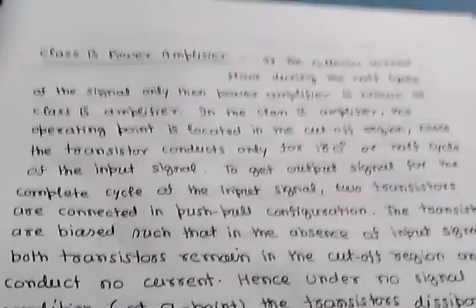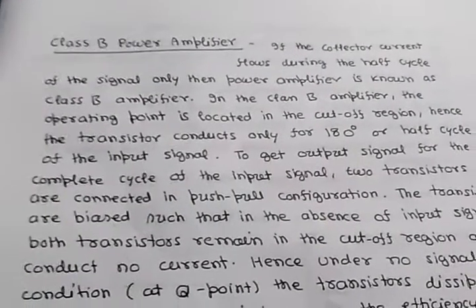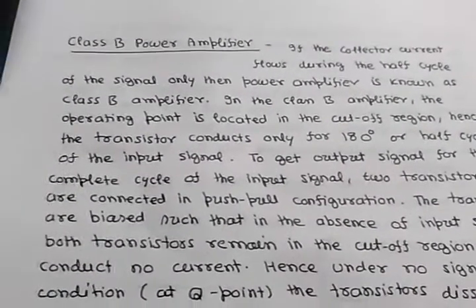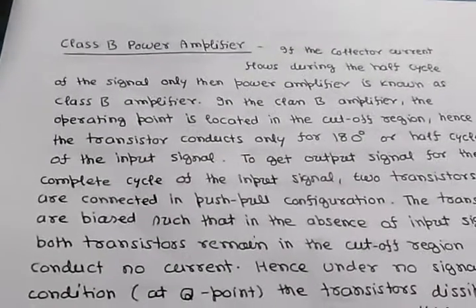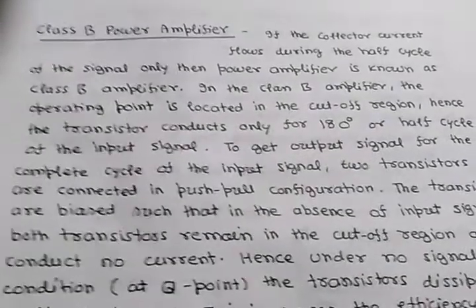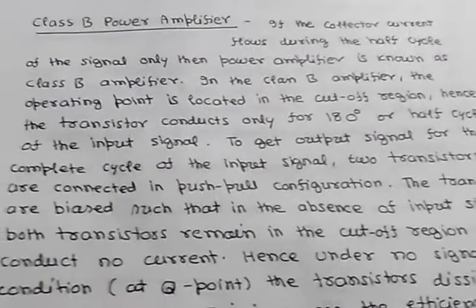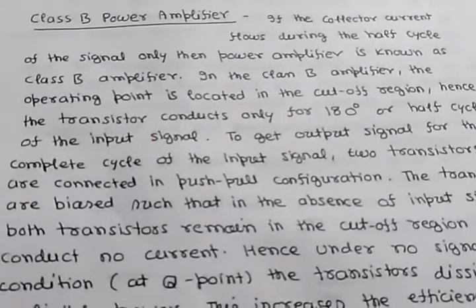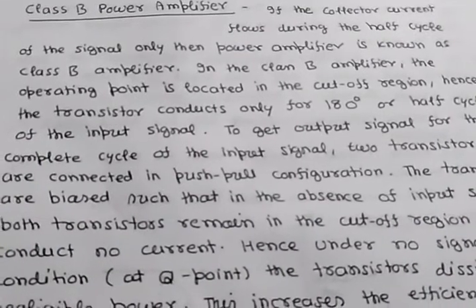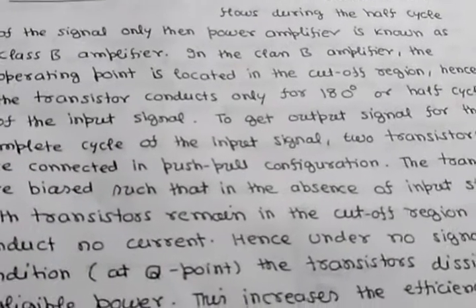In this video, we will discuss Class B power amplifier. A Class B power amplifier is the amplifier which conducts only for half cycle of the input signal. It conducts either positive half cycle or negative half cycle of the input signal. It means conduction angle of Class B amplifier is 180 degrees.